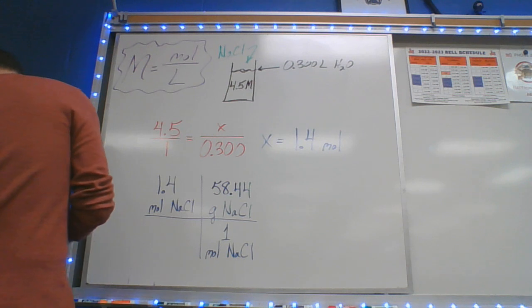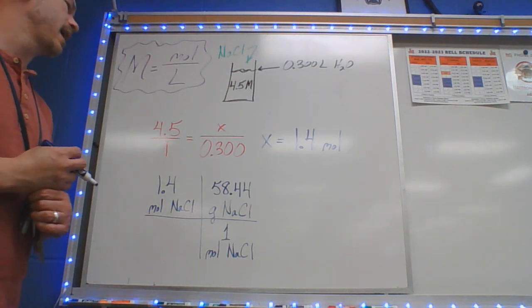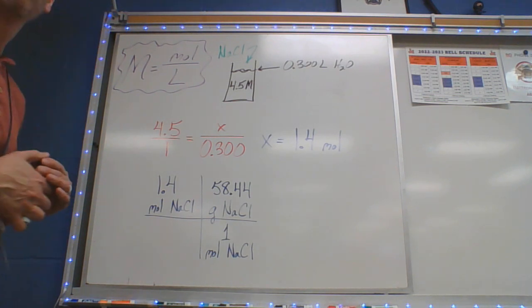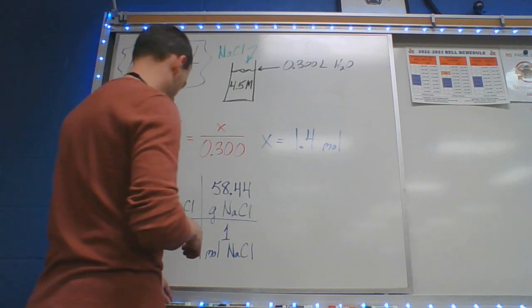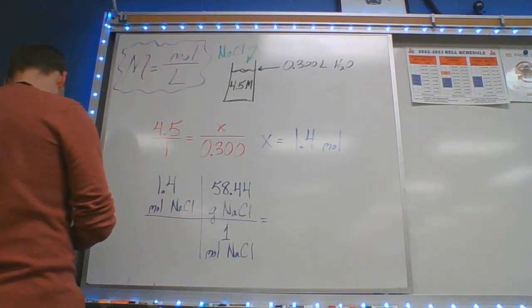I get a molar mass of sodium chloride to be 58.44. That's Na plus Cl. Multiply across the top, divide by the bottom, and you will have an answer.